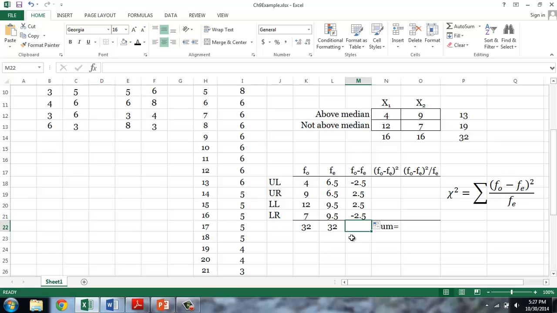The difference between the observed and expected frequency is essentially a deviation score. And if you recall from our measures of variability chapter, when you sum all the deviation scores, you should get a sum of 0. And if you sum these four, you'll see that that's the case. Next, we square that deviation. So I type equals the difference squared.